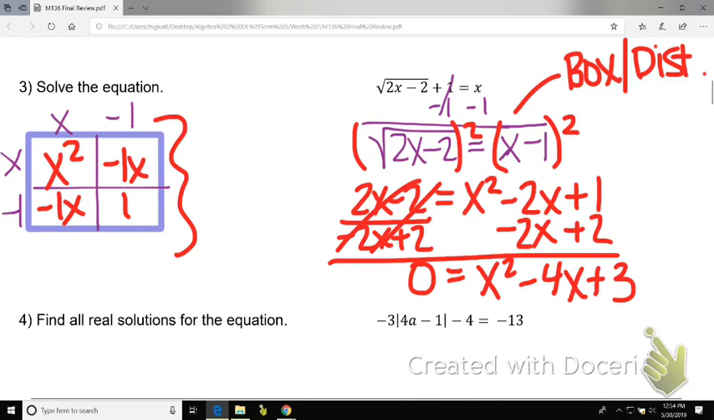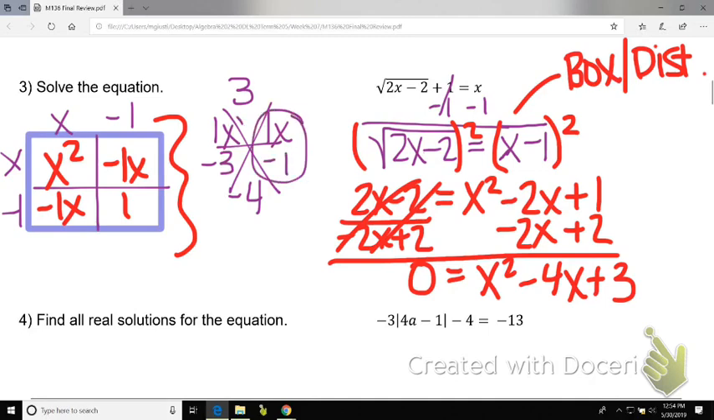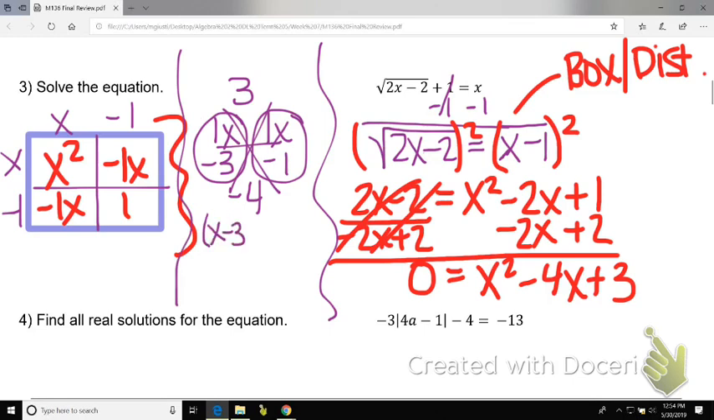And then now that we have a quadratic, how do we solve it? We're going to do the asterisk. So I'd have a positive 3 with a negative 4, and both of these are 1x's. What are my two factors? Negative 3 and negative 1. So factored form would be x minus 3 times x minus 1.